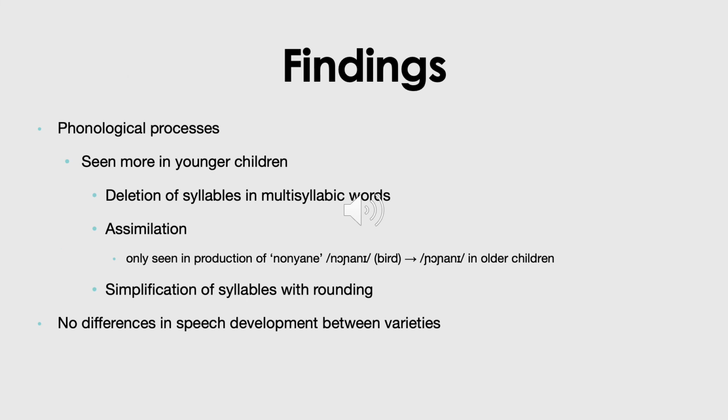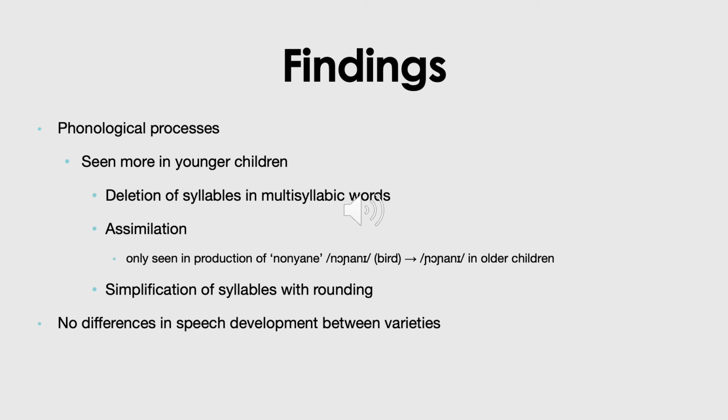In terms of the occurrence and nature of phonological processes, Setswana-speaking children aged 2 and 3 years presented with more phonological processes in comparison to those who are 4 years and older. It is worth noting that there were no differences in the developmental patterns between the two varieties of Setswana that were studied.